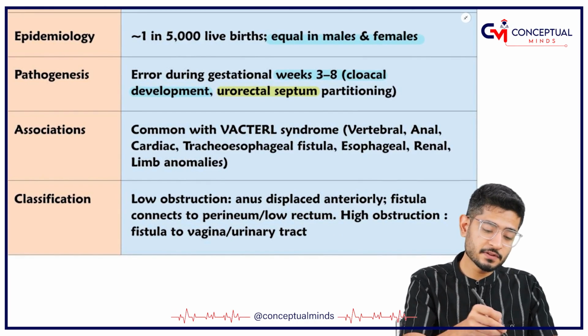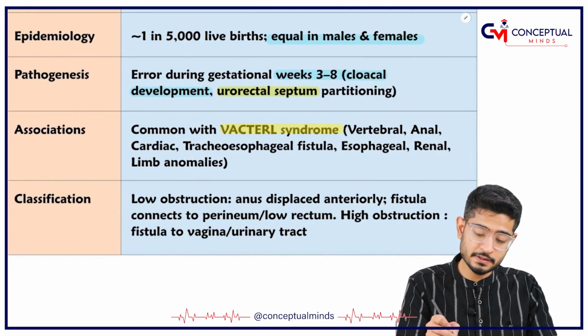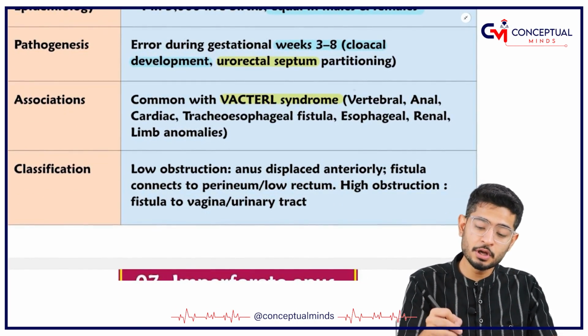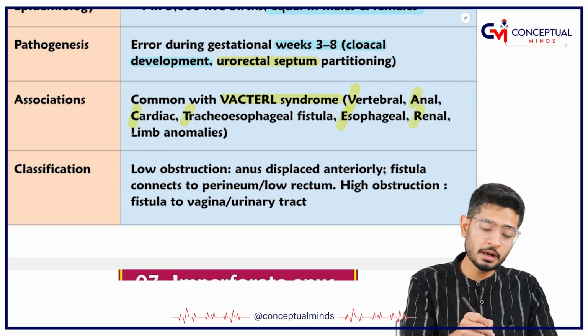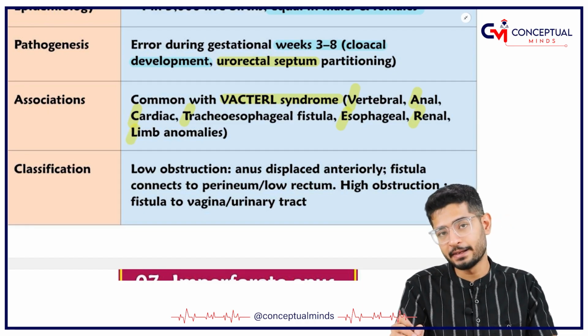Now this is associated with VACTERL syndrome. What is VACTERL syndrome? V for vertebral abnormalities, A for anal canal issues, C for cardiac issues, T for tracheo-esophageal fistula, E for esophageal, R for renal, L for limb abnormalities.